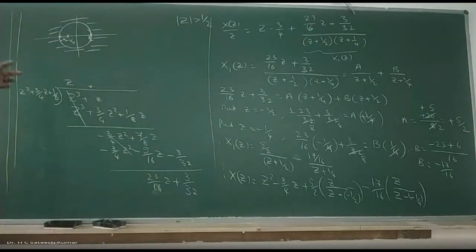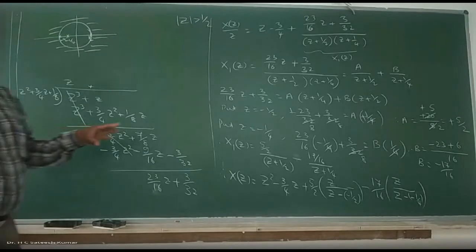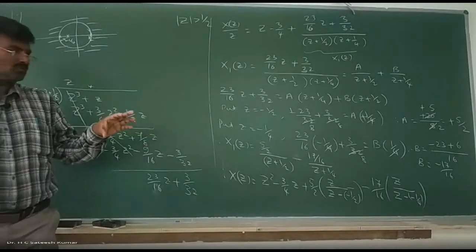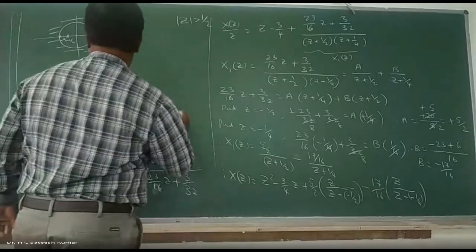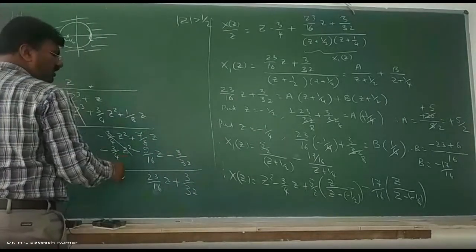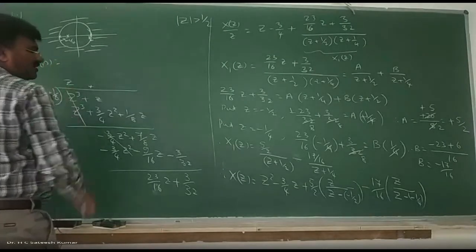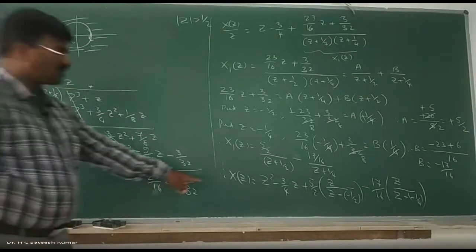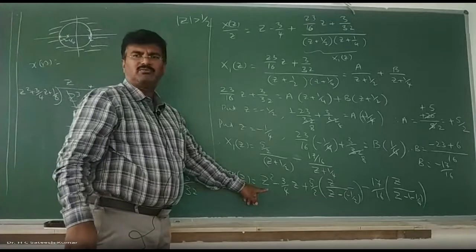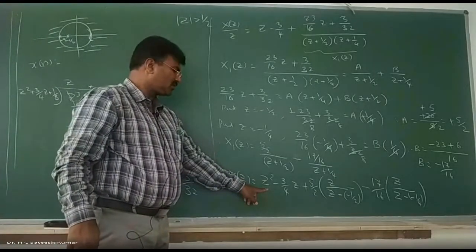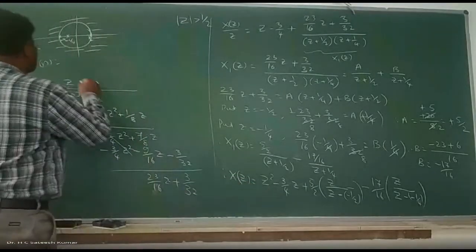So since the pole radius is less than the ROC, it leads to what? Right-handed sequence. Will you agree with that? So therefore, what should you do? Right-handed sequence, you should write it. So therefore, x of n is equal to what? Take the inverse z transformation of z square. Inverse z transformation of z square is what? Delta of n plus 2.